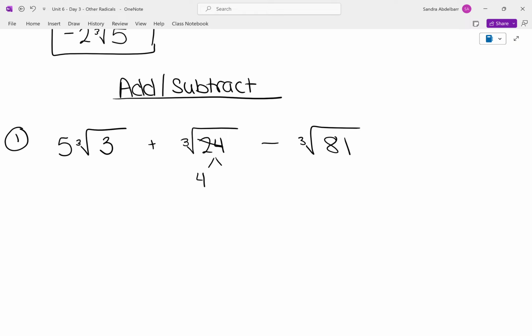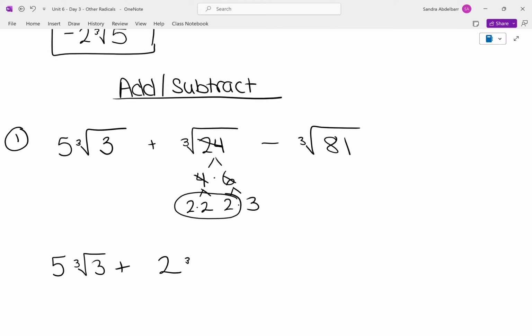Just simplify. So let's break down 24. We can go 4 and 6. 4 becomes 2 and 2. 6 becomes 2 and 3. So now I got my group of 2's. Whatever you circle comes on the outside one time. So I have 1, 2 coming on the outside. What about what's left inside the radical? What number's left inside the radical? 3.